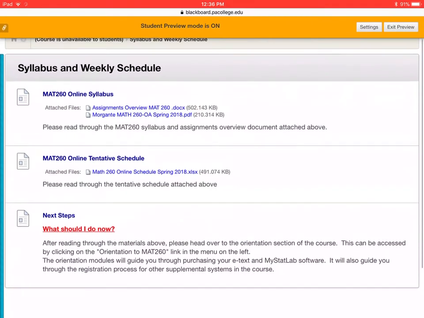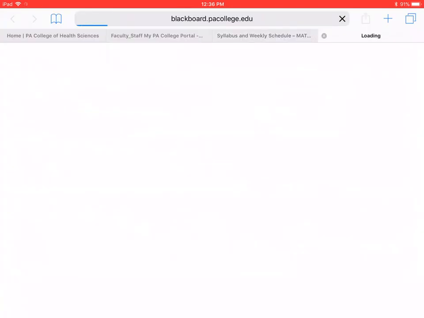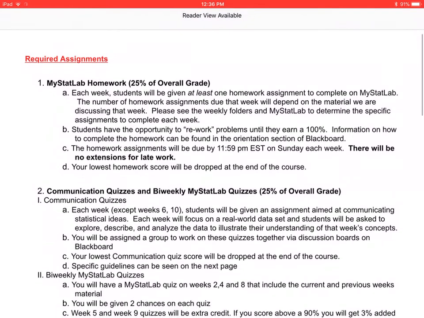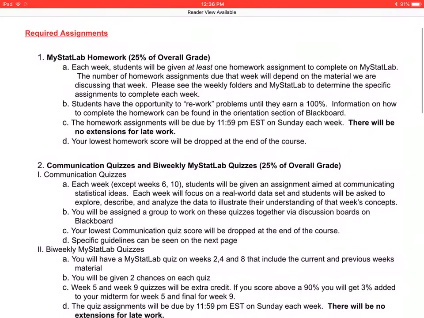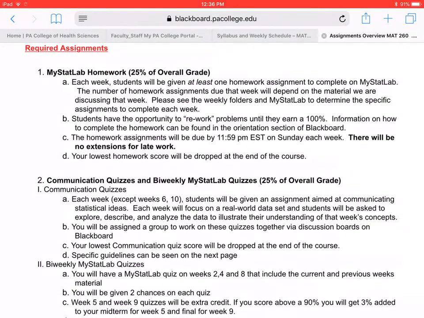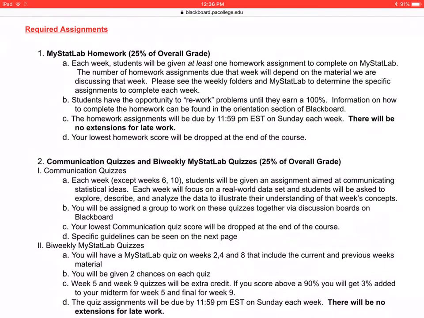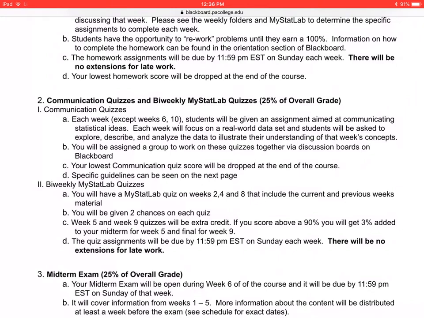Alright, after the syllabus, we will want to look at our assignments overview. This will break down all of the different types of categories we talked about before. For MyStatLab, you will have a homework assignment or 2 every week. You will be able to rework the problems until you get 100% before the deadline. The lowest homework will be dropped at the end of the course.